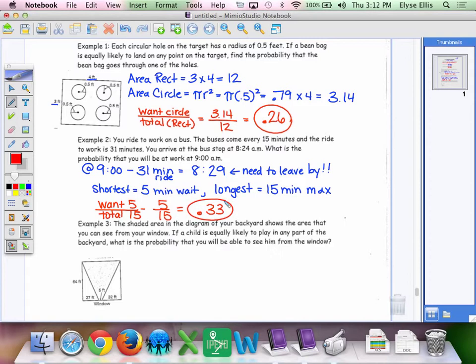0.3333, which keeps repeating, so 0.33, you only need to go 2 decimal places. That is your probability of making it to work on time. 0.33 is kind of a low number, so hopefully you have a nice boss, otherwise he's going to get very angry when you show up late.